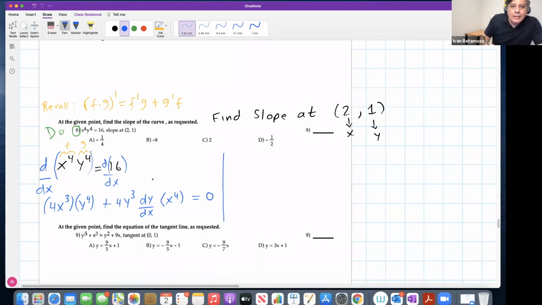Good. Now, I want to find the slope of the tangent line, not just in general, right? Not in general, but at this particular point, right? Let's take advantage of that, right?